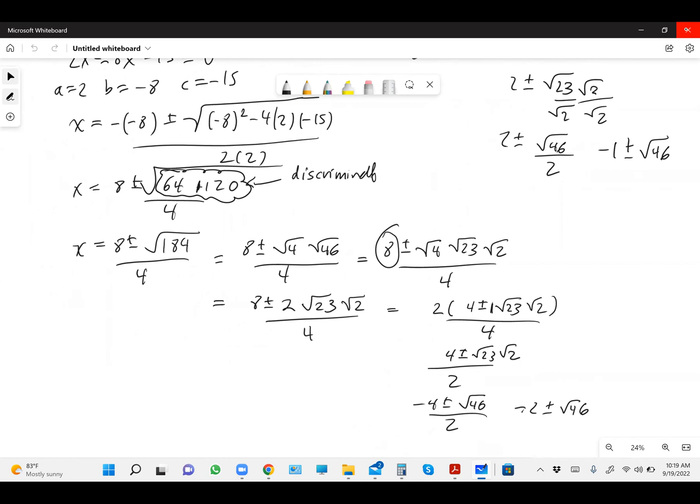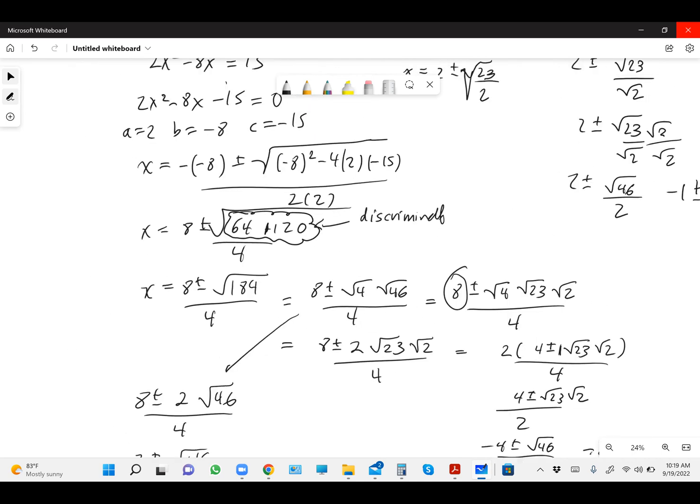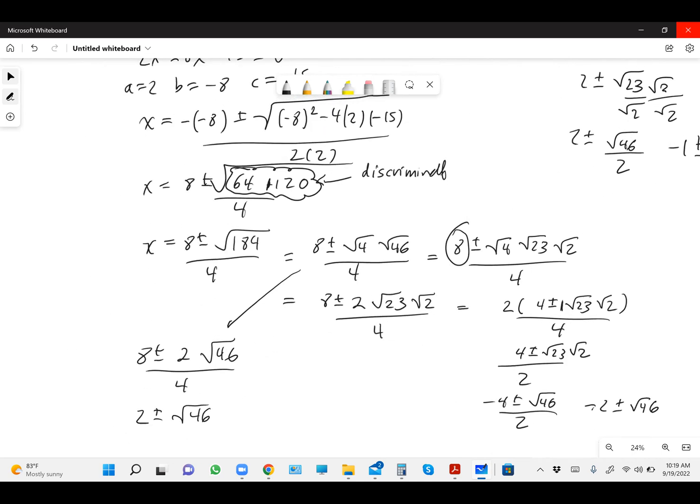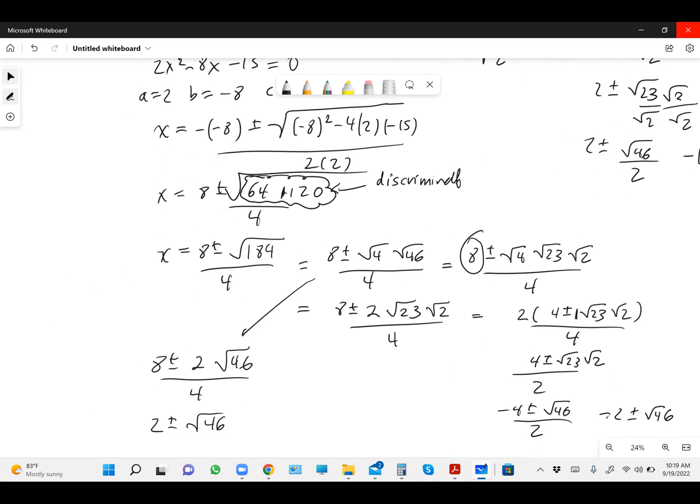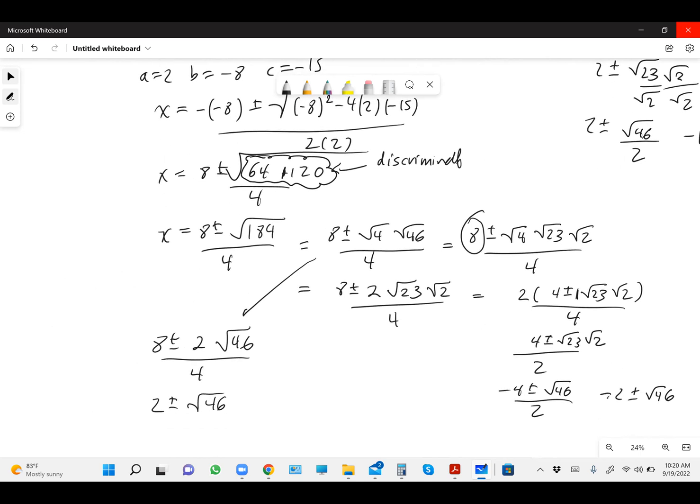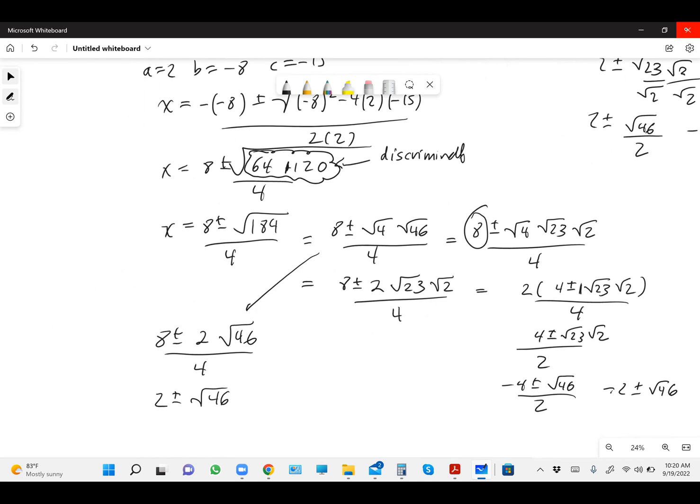Good. So it's going to be, instead of me being so dumb here, let's go here. 8 plus or minus 2 square root of 46 over 4. Is the math correct there? Yes. So 2 plus or minus the square root of 46. So that's what it's supposed to do. That's what it's supposed to be. Square root of, that's it. That's the answer. But then the 2 stays here. There we go. That's better.